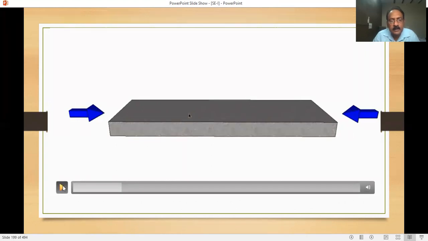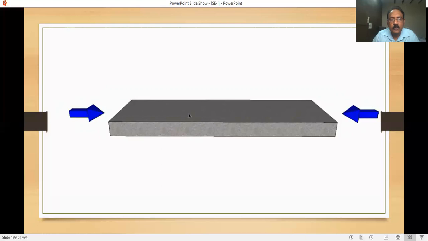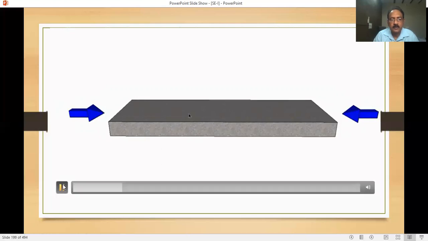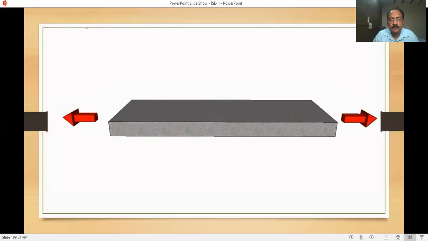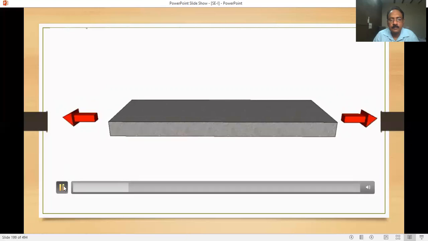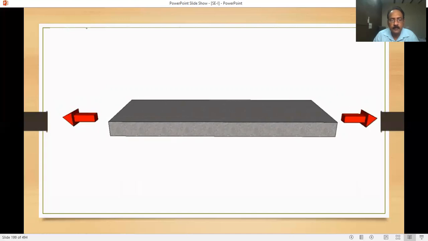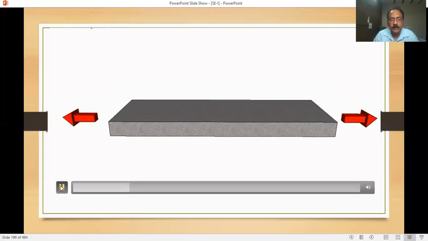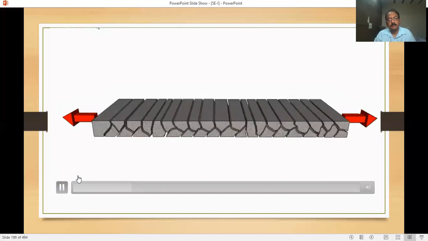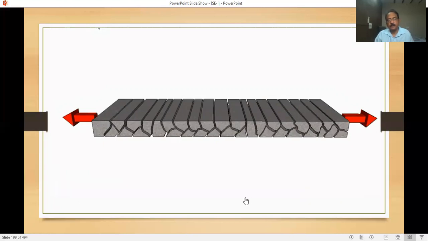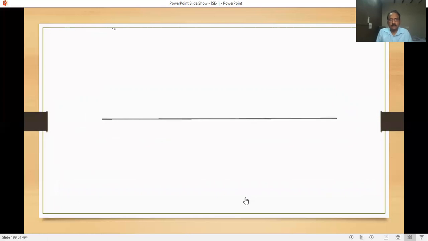Plain concrete is subjected to compressive stresses, and it's very strong in compression. However, if we were to reverse the situation and try and pull it apart, this is subjected to tensile stresses or forces, then the concrete's going to break reasonably easily. So concrete is very strong in compression, very weak in tension.